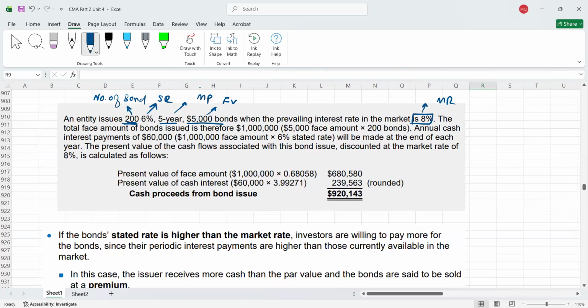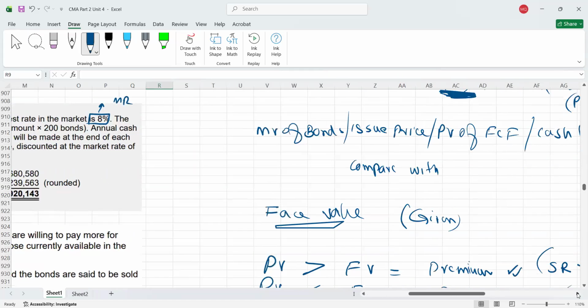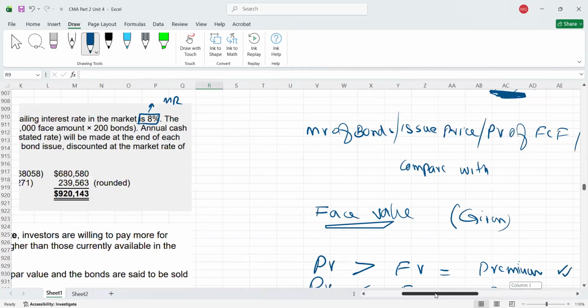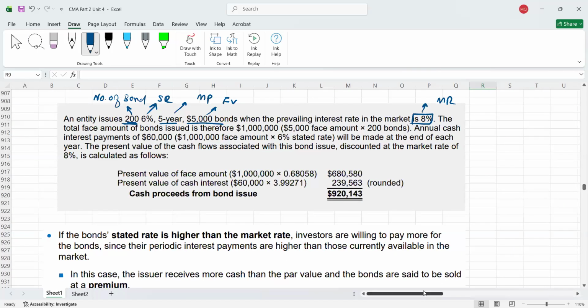Now the question is whether the bond is going to be issued at par, premium or discount. I have already told you, so you will compare two things. The stated rate, which is given here at 6%, and the market rate, which is given here at 8%. I told you whenever your stated rate is lower than market rate, bonds are issued at discount. For example, stated rate is 6%, market rate is 8%, so bonds are going to be issued at discount.